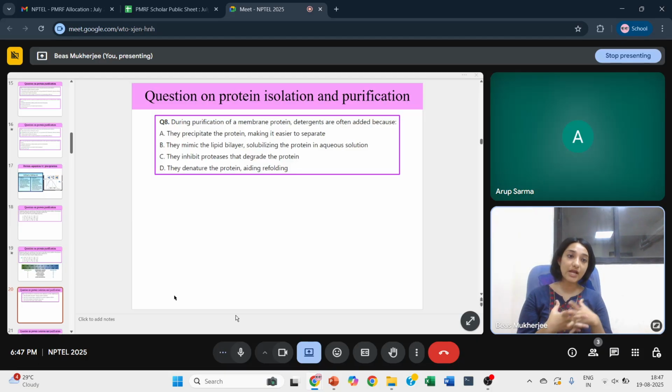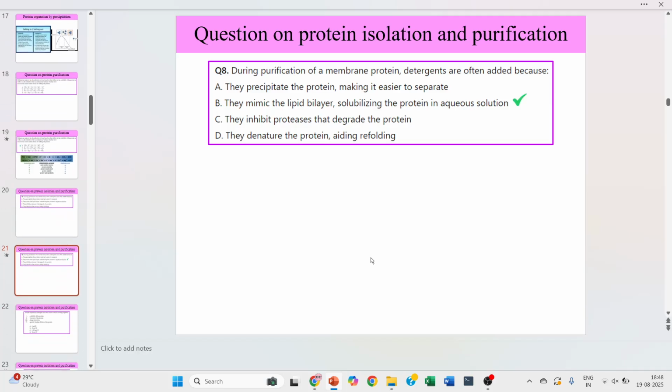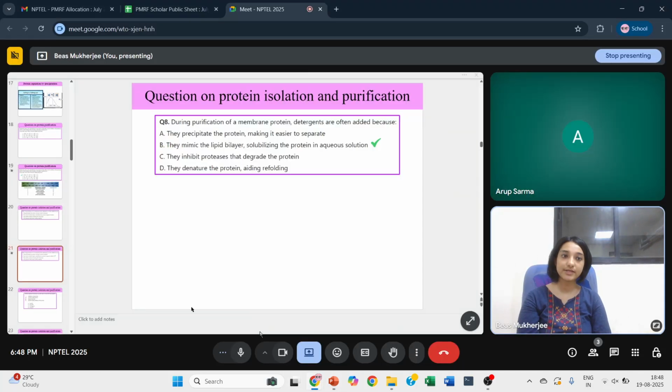Now here, I have added the questions first and then the concepts later so that it helps to draw your attention first, right? If I talk about the concepts first, you will obviously get bored. That is why first the question and then the concepts. Okay. So detergents are very useful for protein purification because they mimic the lipid bilayer, solubilizing the protein in aqueous solution.